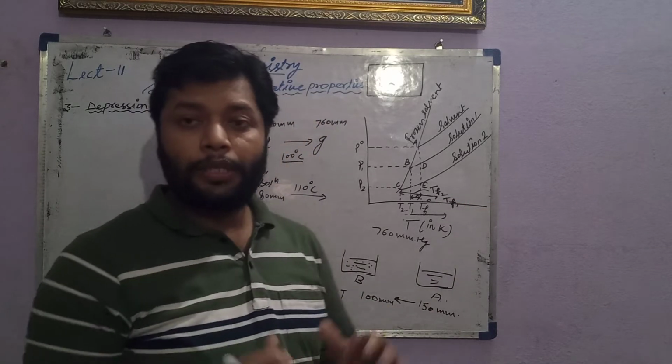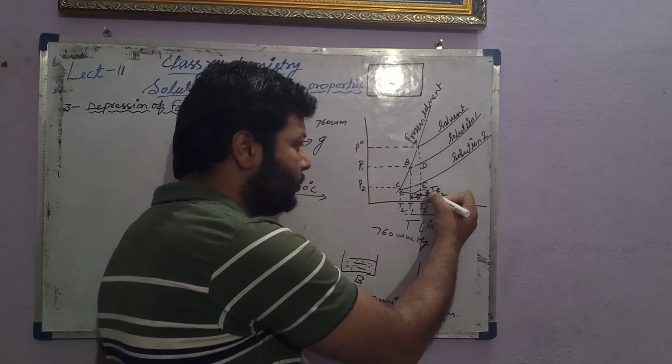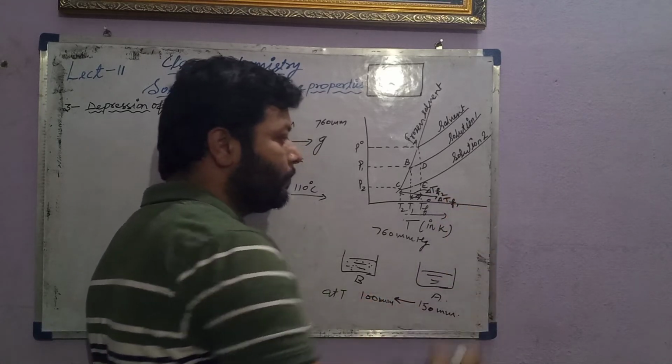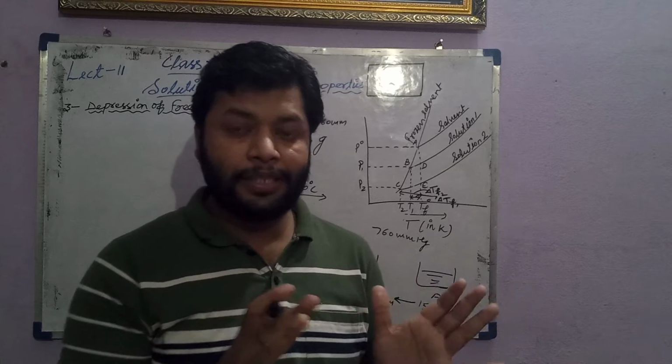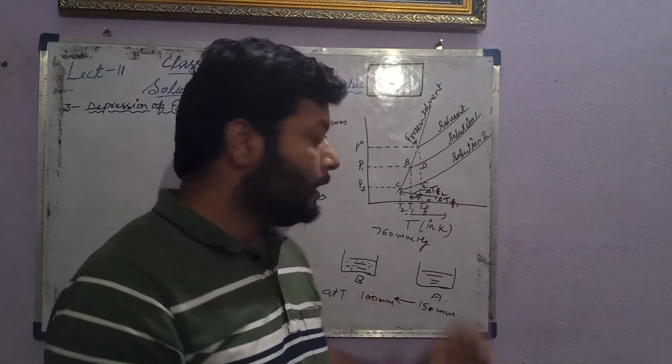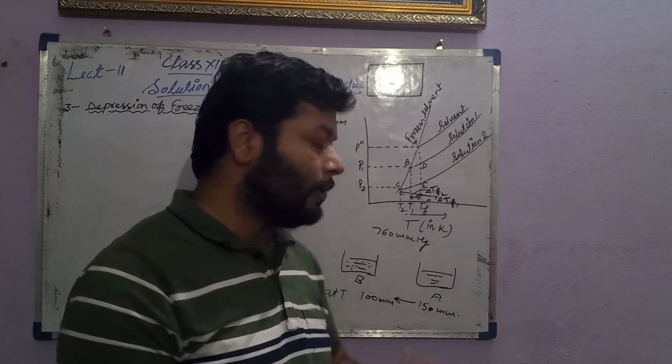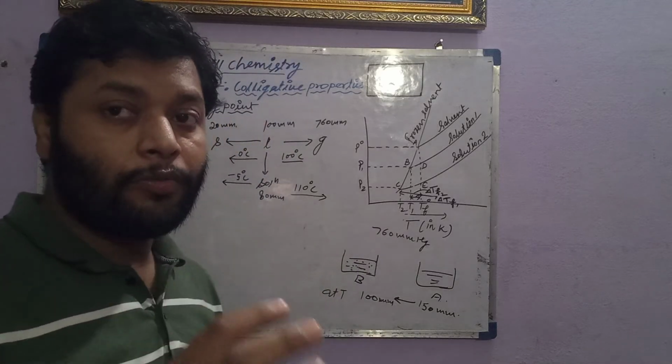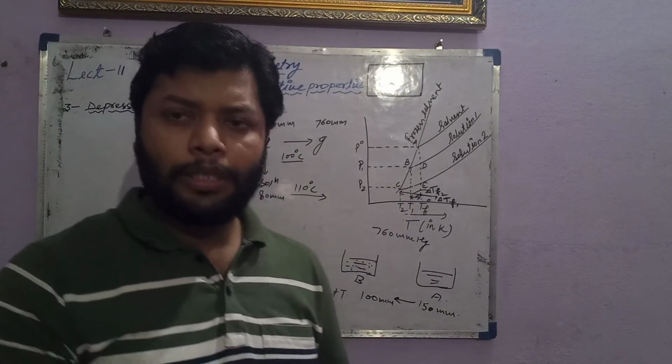TF1 and TF2, delta TF2 and delta TF1. That is called the depression in freezing point of the first solution, and the depression in freezing point of the second solution, and this is because of the addition of non-volatile solute.